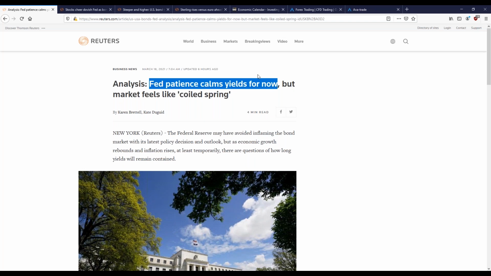Okay, they're talking about the US Fed, who talked yesterday and the day before about monetary policy and their view of the health of the US economy. They actually came out and said that they think the economy is relatively strong and that there's going to be a rapid rebound, a strong rebound in the US economy. And so that calmed, what they say, yields of the bonds for now.